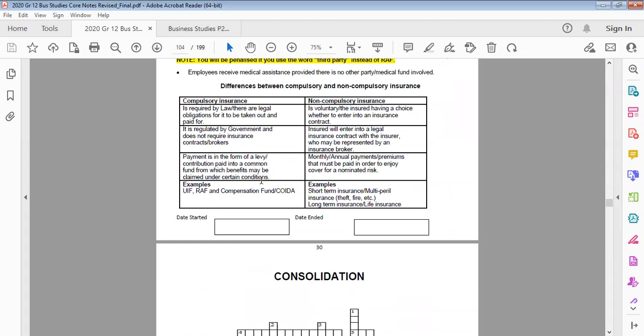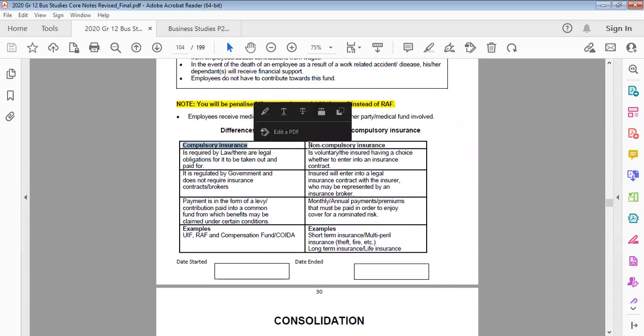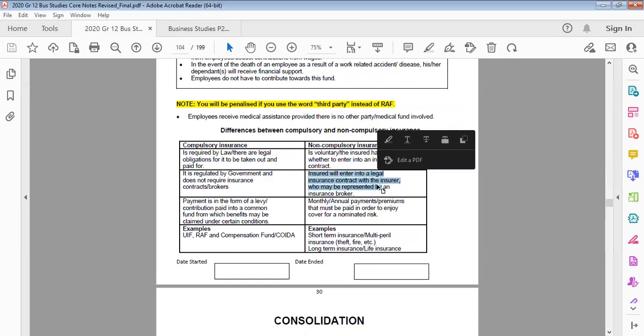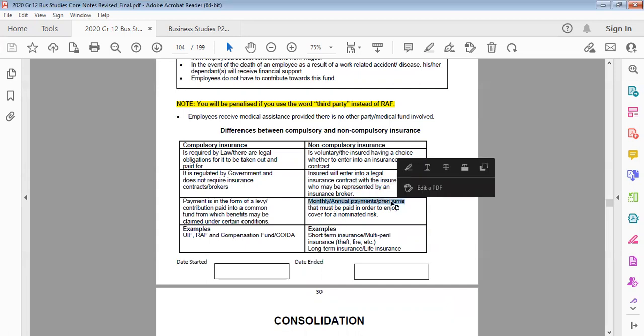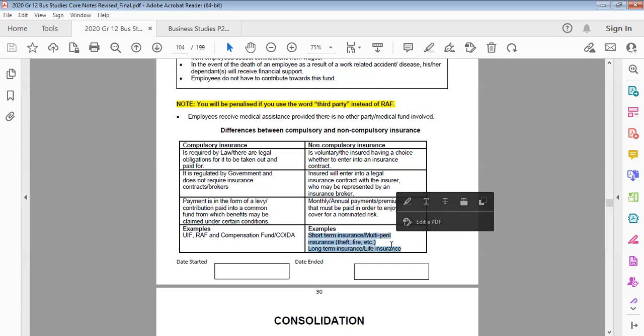Okay. Then the difference between compulsory and non-compulsory insurance is basically one is required by law, the other one is voluntary. One is regulated by government, the other one you go into a contract between the insurer and the insured, and there might be a possible insurance broker as well. With non-compulsory, you have annual payments. With compulsory insurance, you're paying levies that are normally part of your salary. Okay, so know the difference between the two, and yeah, know the examples as well. It's good to have the examples.